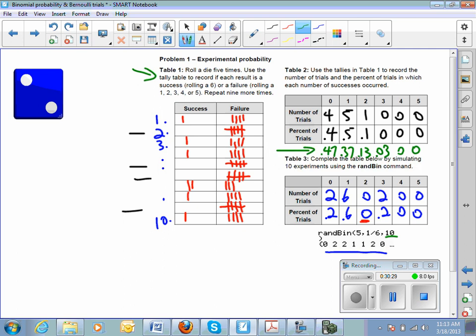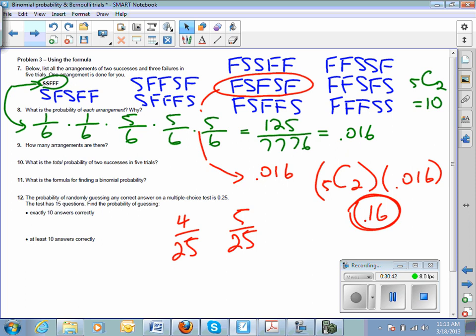And so what we'll do now is go back and look at the theoretical probabilities for each one of these outcomes. All right, so we've got a formula that we arrived at over here. If we're looking for 2 successes, 5 choose 2 times 1/6 times 1/6 times 5/6 times 5/6 times 5/6. So we'll repeat that thinking for each one of the other outcomes.